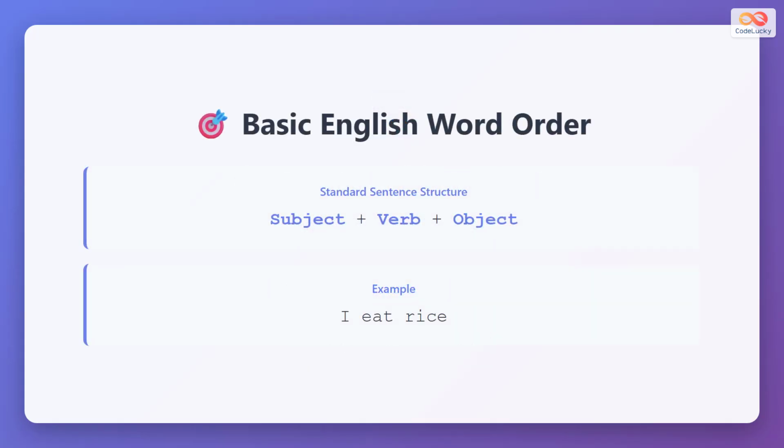English follows a standard pattern for building sentences. The most important rule to remember is subject plus verb plus object. This means you first mention who is doing the action, then the action itself, and finally what or whom the action affects. For example, I eat rice. Here, I is the subject, eat is the verb, and rice is the object. This simple pattern forms the foundation of correct English sentences.